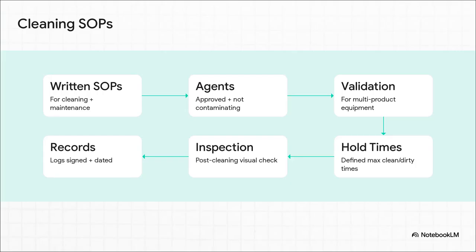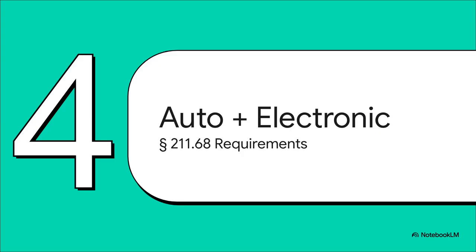The crucial thing to understand here is that cleaning isn't just about making stainless steel look shiny. It is a highly controlled, scientific process. It all starts with written SOPs and approved non-contaminating agents. Now, if you're running multi-product equipment, that cleaning process needs rigorous validation. You also have to enforce defined maximum clean and dirty hold times. Basically, how long can the equipment sit dirty before the residue gets too hard to clean? And how long can it sit clean before you have to re-clean it just to be safe? Finally, every single cycle needs a post-cleaning visual inspection, and those logs must be properly signed and verified. No exceptions. Let's shift gears to Section 4, Validating Automatic Electronic Systems under 211.68.